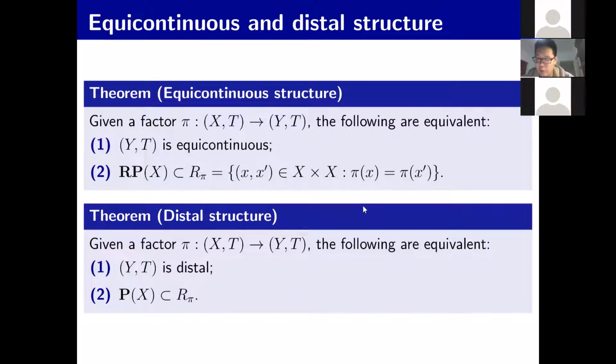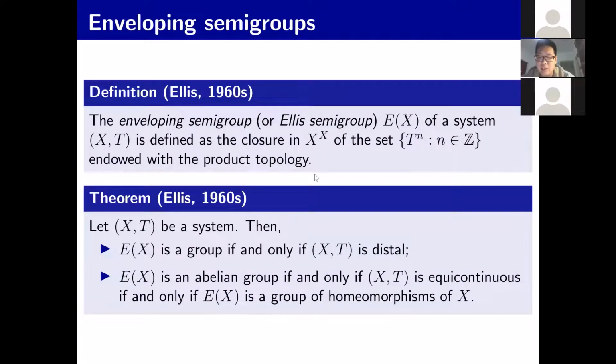Similarly, we can consider the distal structure relation of a given system. It was shown that the smallest equivalence relation containing the proximal relation is the distal structure relation. In order to study the asymptotic behaviors of a system, Ellis introduced a very powerful tool called the enveloping semigroup of a given system. It is defined as the closure of the set of all actions in the set of maps from X to X, with its compact, usually non-metrizable, pointwise convergence topology.